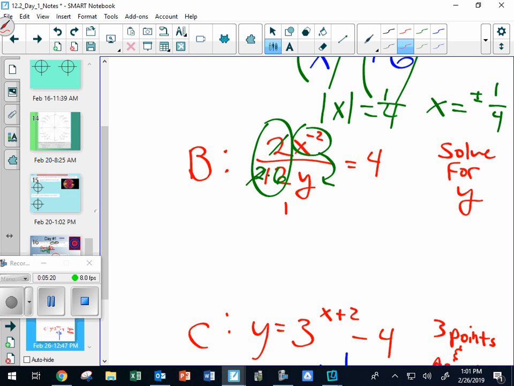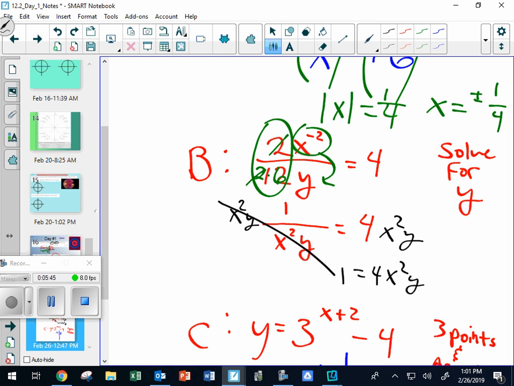And this becomes 1 over x squared y is equal to 4. Now, I've told you before that if you have fractions, you should get rid of those fractions by multiplying. I'm going to multiply both sides by x squared y, and then this cancels that. Now I have 1 equals 4x squared y. If I want the y alone, I'm going to divide both sides by 4x squared, and I have a final answer of 1 over 4x squared.